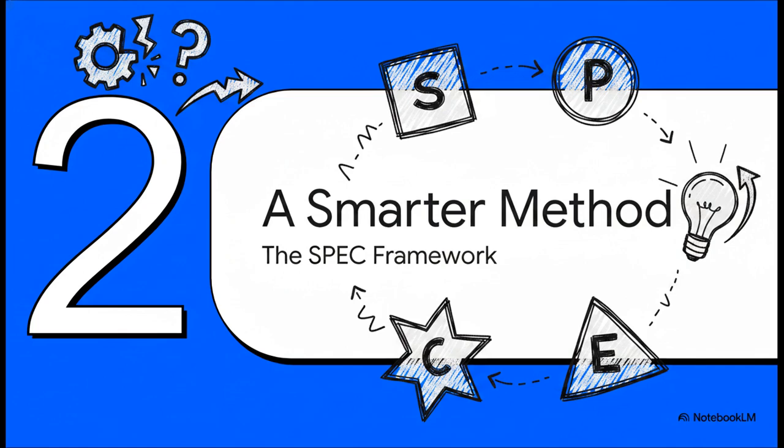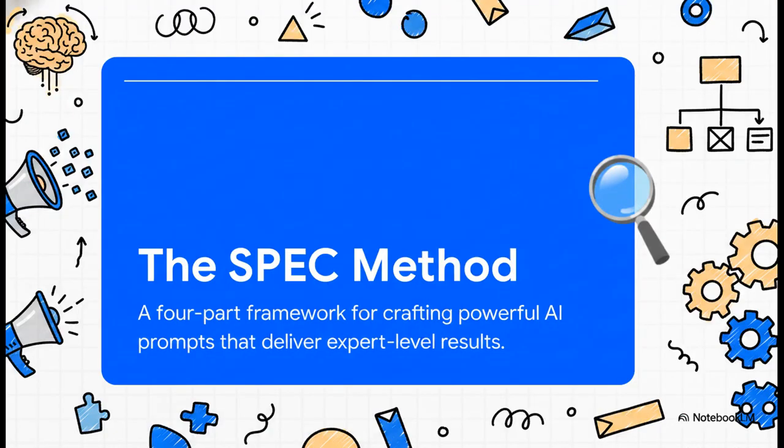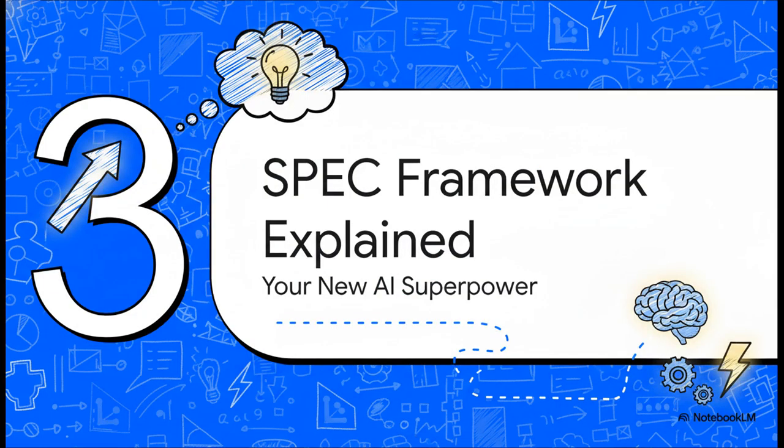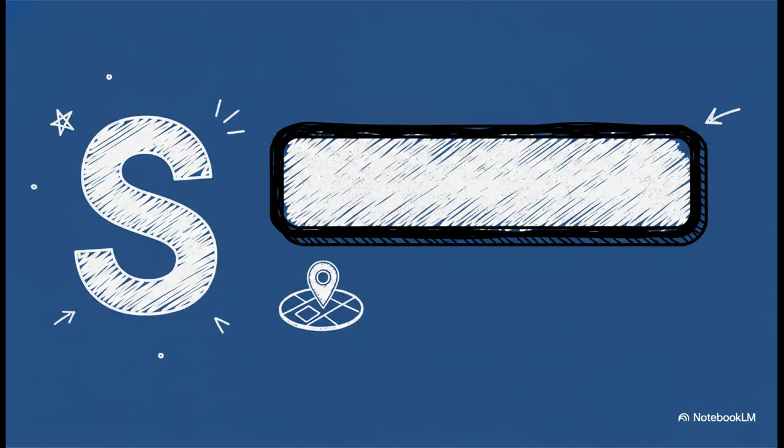It's called the SPEC framework. The SPEC method is basically your new playbook. It's a 4-part framework, S, P, E, C. And these 4 letters give your instructions the structure and all the juicy details needed to get professional, expert-level results every single time. All right, let's break down this new superpower of yours. We're going to walk through each letter of SPEC, one by one, so you know exactly how to build a prompt that actually works. First up, we've got S, and S stands for situation.